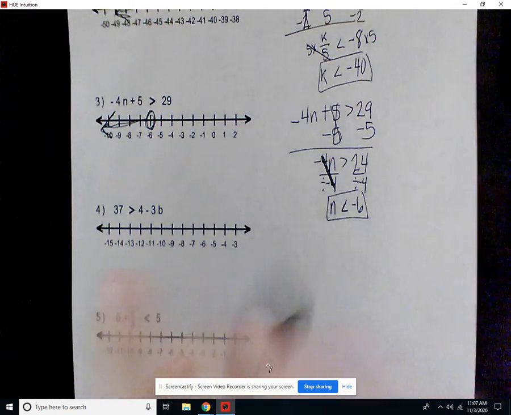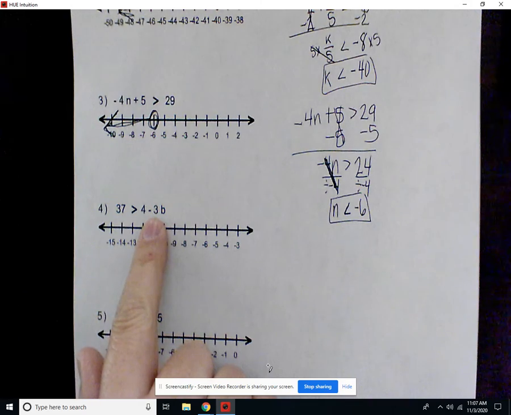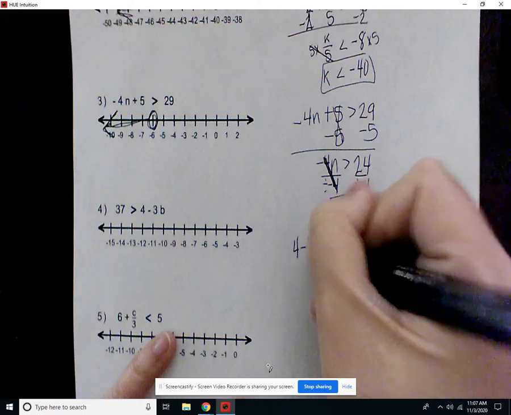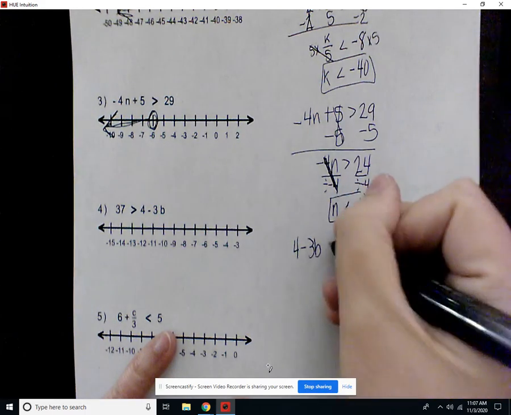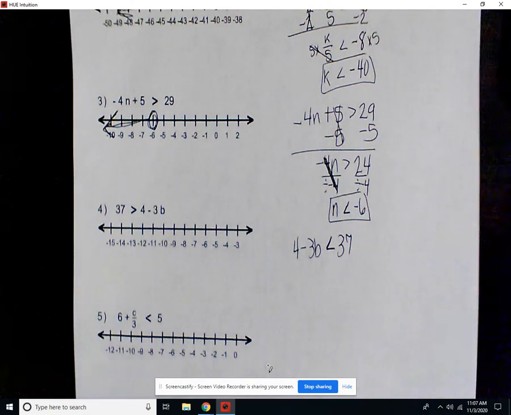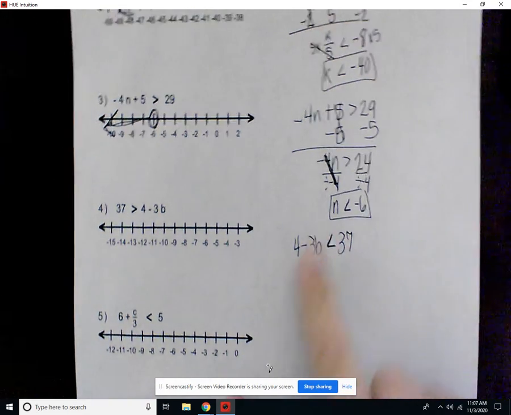Okay, so our next one. Since our letter is on the right, we can actually rewrite it. So we have 4 minus 3b, and we'll flip our arrow, with 37 on the other side. Okay, so now we've rewritten it.